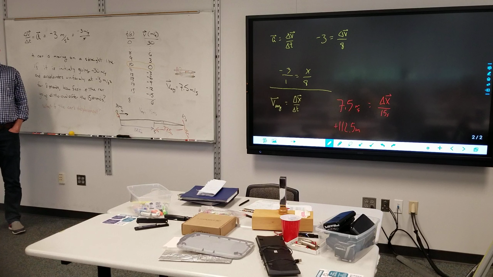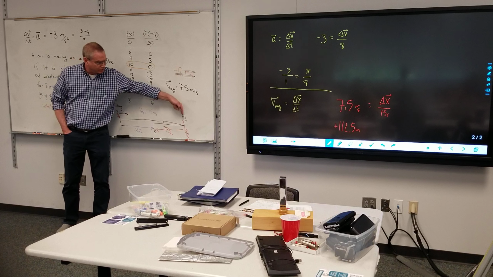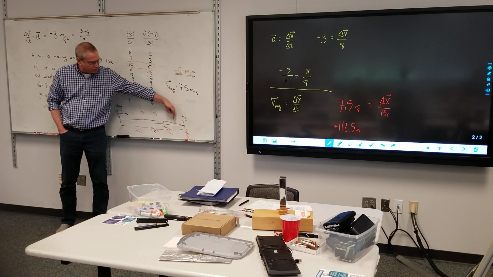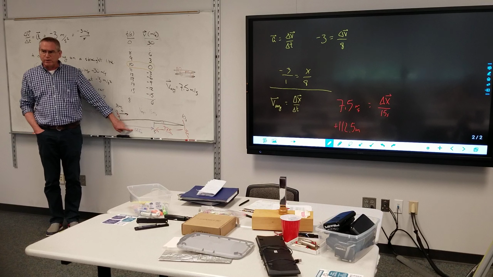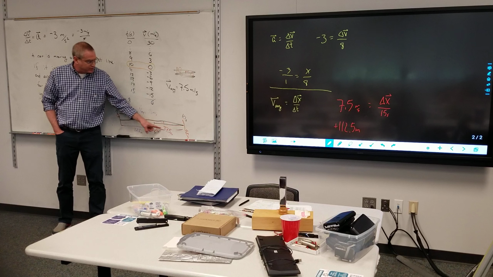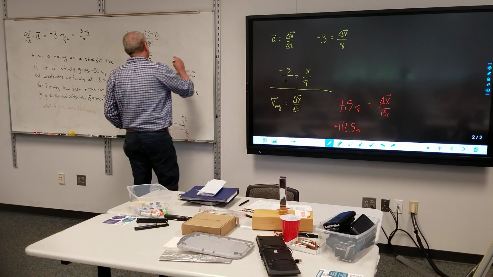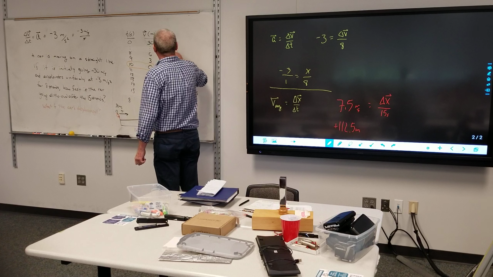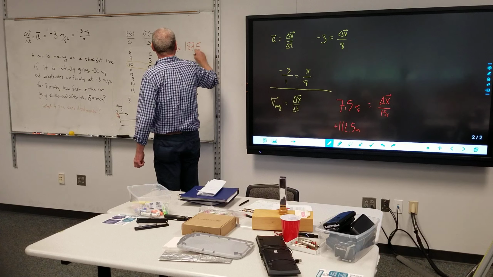Would it be 187.5? Indeed it would. It goes 150 meters in the positive direction, it stops, it turns around, comes 37.5 meters back. It ends up this far away from the starting point, but it travels 150 plus 37.5. So the distance traveled is 187.5 meters.